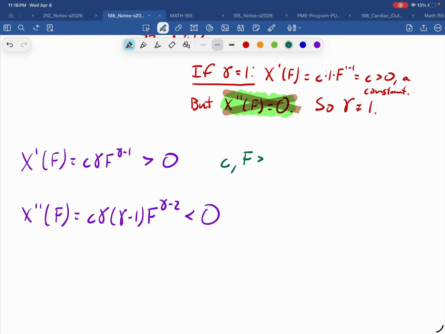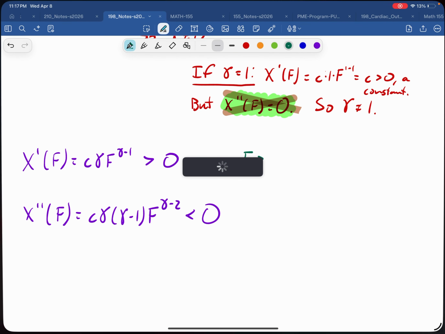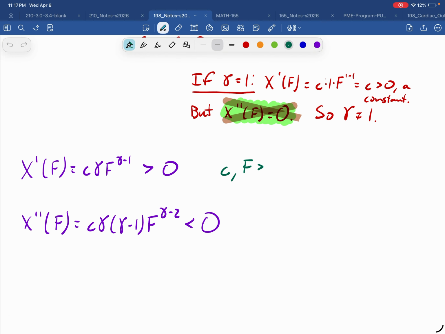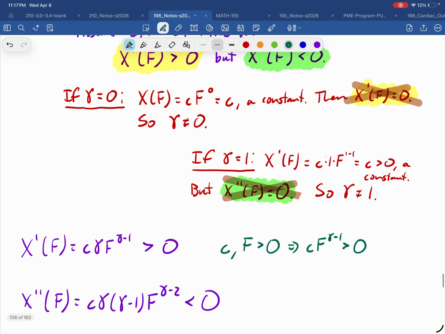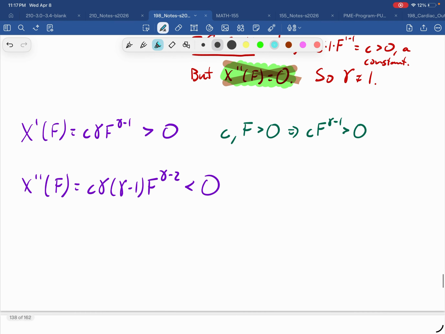C and F are greater than 0, and that implies that C times F to the gamma minus 1 is greater than 0. By the way, where are we getting this assumption from? We're getting it from right here. We assumed that C and F were greater than 0, okay?